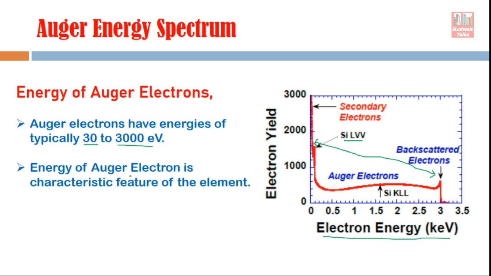Now the energy of the Auger electron is a characteristic feature of the element from which it is coming out. For example, in the case of silicon, this energy is 92 electron volt, and if it is some other element, then the Auger electron energy will be different from this. So what we have to do is look at this spectrum, see the peaks, and identify the energy of the peaks. From that energy we can identify the element which is present there, because that element is ejecting the Auger electrons with this specific energy.